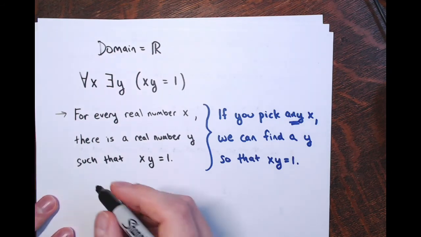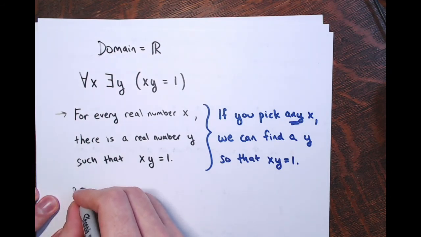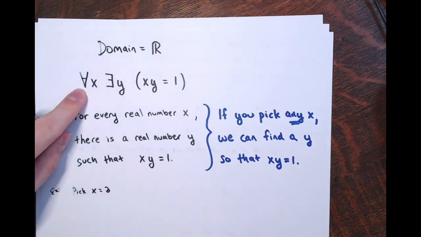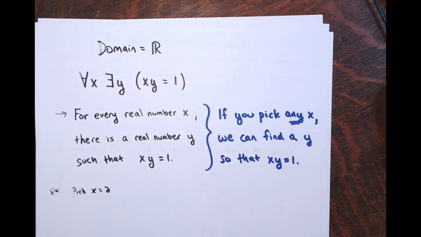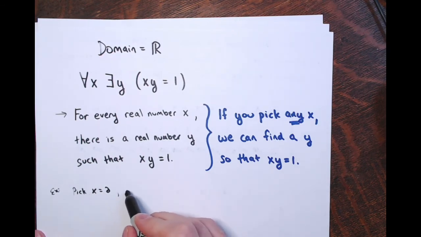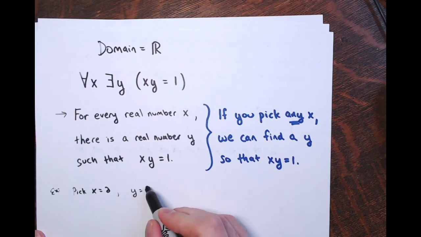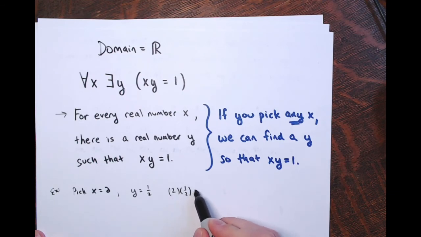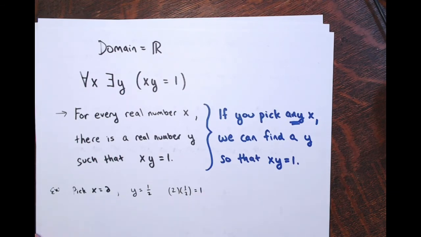So for instance, I pick x equals 2. That's a real number. And again, this is just an example, right? This is a universal statement. This has to be true for every real number. So just showing one example isn't going to be good enough, but I'm just showing you one example. If I pick x equals 2, then y would have to be 1/2, wouldn't it? Because 2 times 1/2 would be 1. So it's true for x equals 2. For x equals 2, I can find a y such that x times y equals 1.